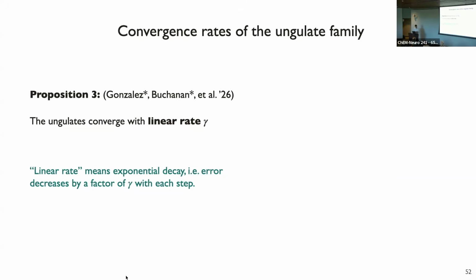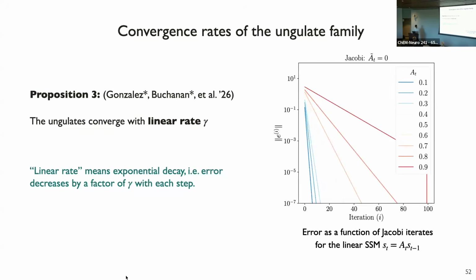It basically means that our error in approximation will decrease by a factor of gamma with every step. Every turn of the crank will reduce it by gamma. That is exponential decay. To illustrate that, here I'm using Jacobi iterations to parallelize a linear SSM. And I'm plotting the error on the y-axis on what's called a log scale. That's kind of like the Richter scale, so each tick is actually divided by 10.